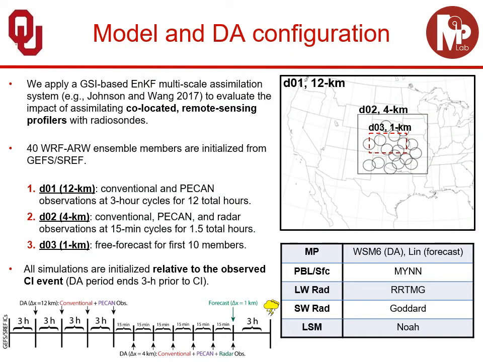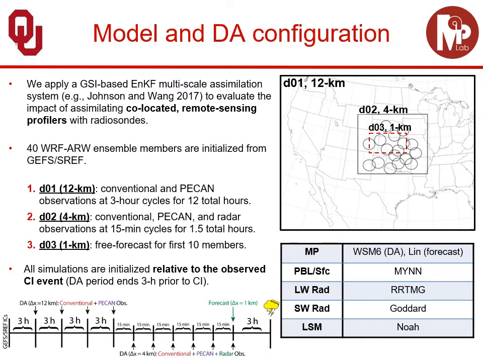Okay, so for the experiments we're running, we'll be applying a GSI-based ensemble Kalman filter assimilation system. We initialize our 40 ensemble members from the operational GEFS and SREF ensembles. First, we perform assimilation on the outer domain, the outer 12-kilometer CONUS grid. It consists of conventional PECAN data assimilated for 3-hour cycles for 12 total hours. After that, we downscale to an inner convection-allowing domain at 4 kilometers, where we also assimilate radar data in addition to the conventional PECAN data. After an hour and a half of assimilation on that inner domain, we initialize our forecast on a 1-kilometer grid.